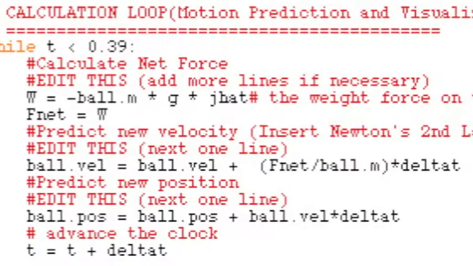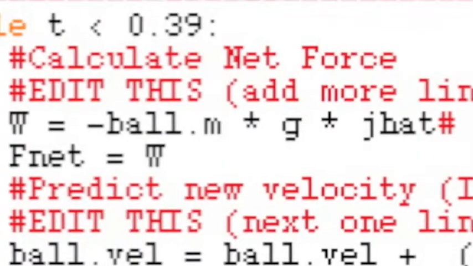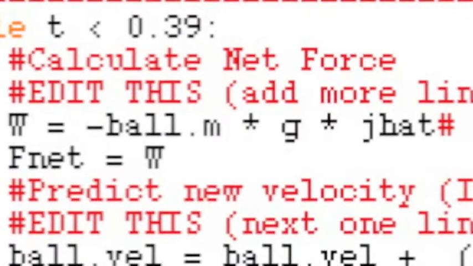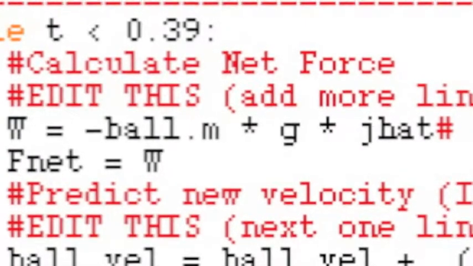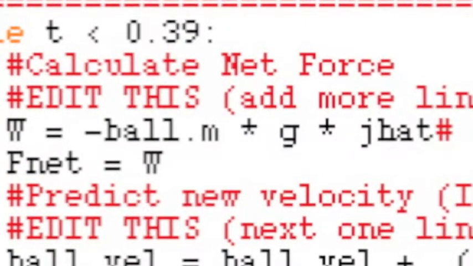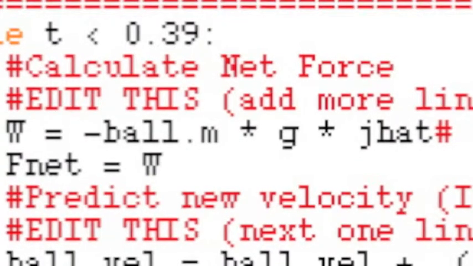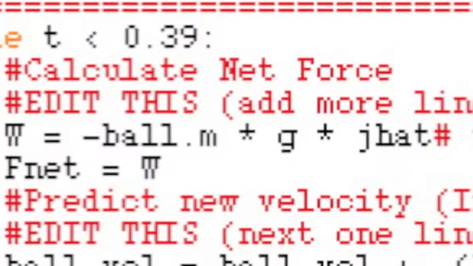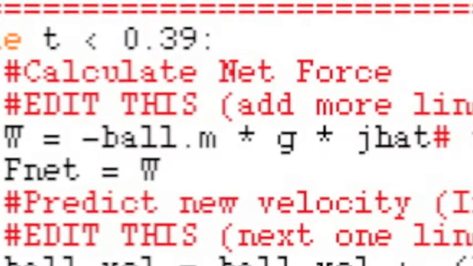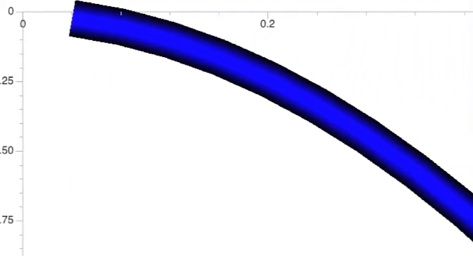the new time step. For the net force, I determined that it was equal to the weight force of the object, which is the negative of the ball's mass multiplied by gravity, and the direction vector j hat as we've already defined previously. We then set that equal to the net force so that it is used in Newton's second law equations. After running the program, you can see the motion of the object going downward as well as a graph that looks similar to the one of the video analysis.